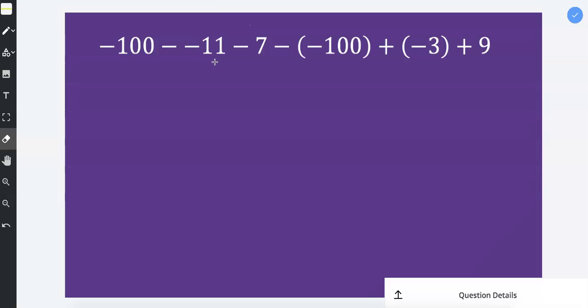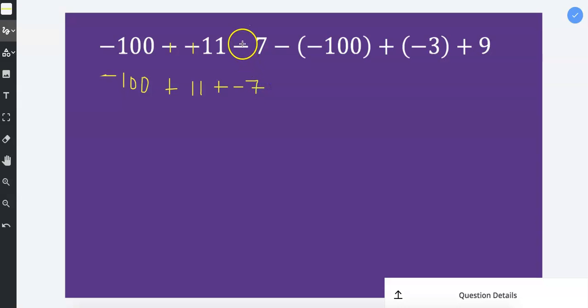We're going to do this problem a little bit differently because I want you to have some different tools, know some different ways of doing problems. So what I'm going to do in this problem is I'm going to change all of the subtraction to addition first. So I'll start by copying the negative 100. And then I'll change the subtracting a negative 11 to adding 11. And then I'm going to change the subtracting 7 to adding a negative 7.